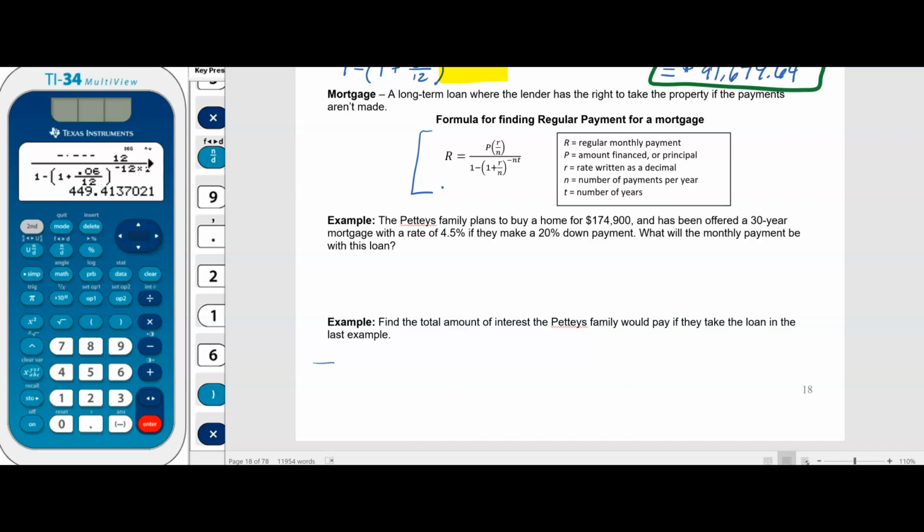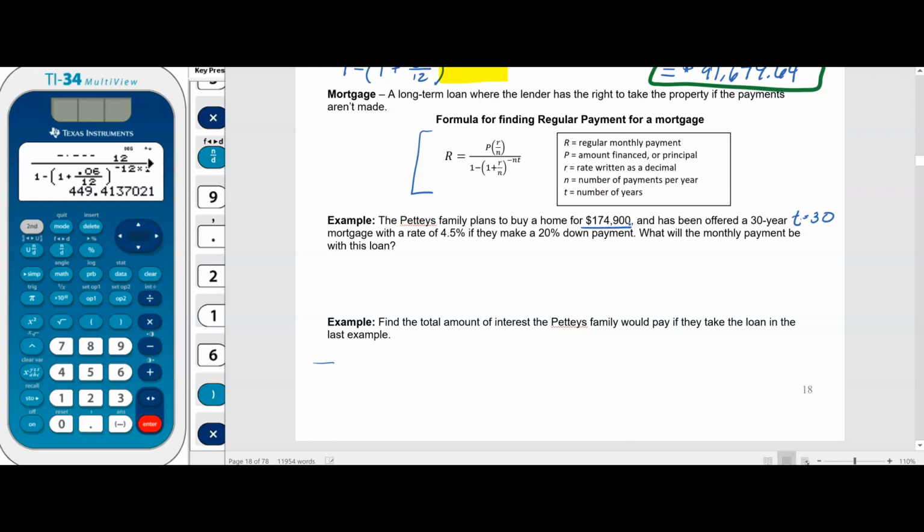So the Petty's family, or maybe it's Petty's, not sure. Petty's family plans to buy a home for $174,900 and has been offered a 30-year mortgage. So I'm just going to jot down, remember T is always in years, so T is 30.